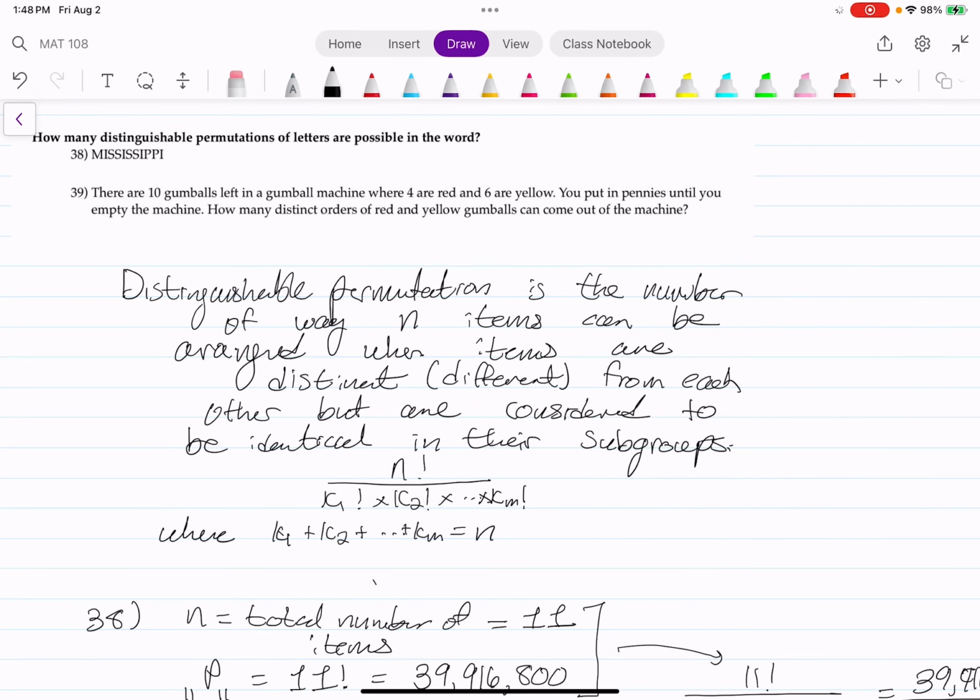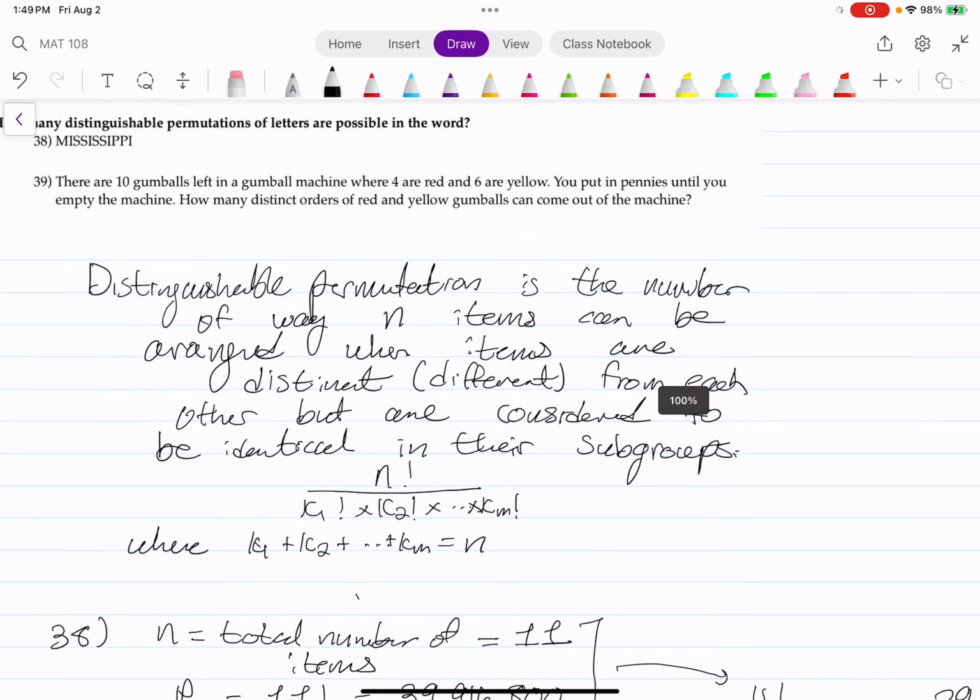Okay, so I decided to make number 39 in a different video. It's going to be along the same kind of question as 38, and we're using distinguishable permutations. I don't want the previous video to go too long with just two questions. We should already know what distinguishable permutations mean.